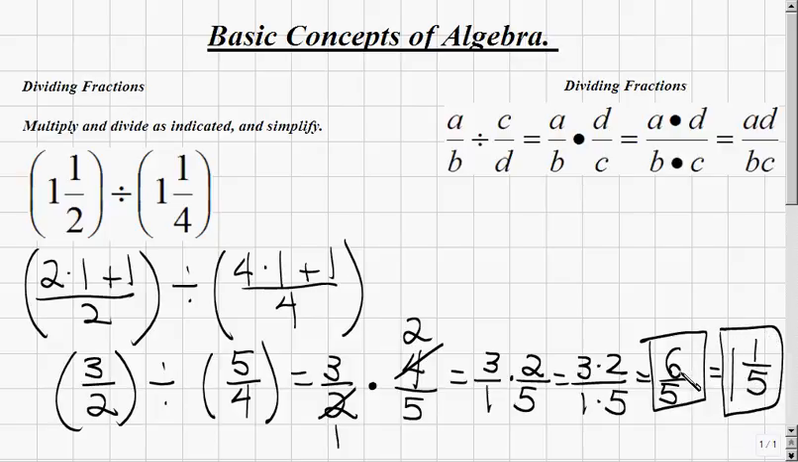Depending on the directions and how we want to write the answer, it is either the improper fraction 6/5 or the mixed number 1 1/5.